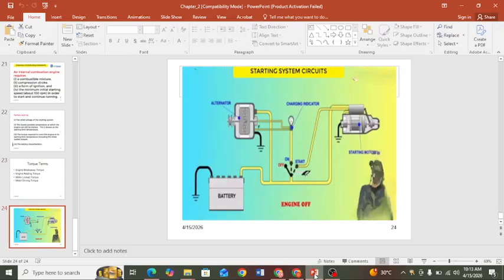The next image, the last image shown today, is the starting system. The starting system circuit shown in front of you has the alternator, charging indicator, then starting motor, then on and off, then engine off and cut off. So there is an image in front of you that I would like to show.